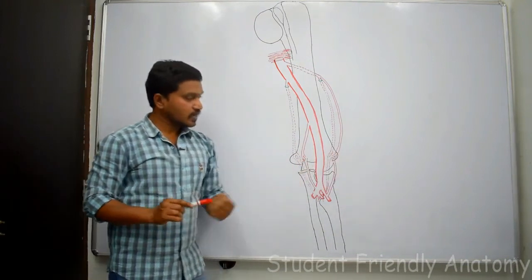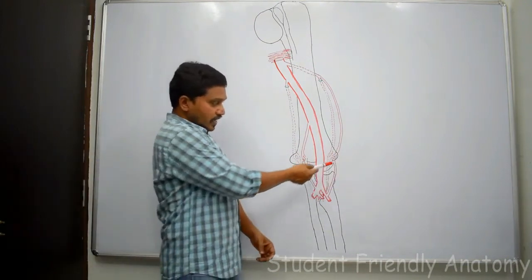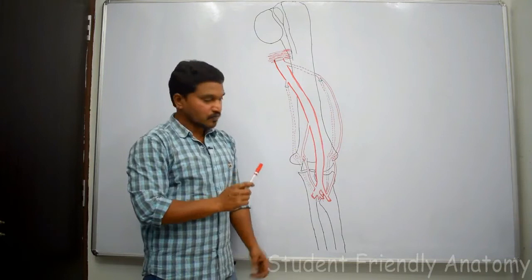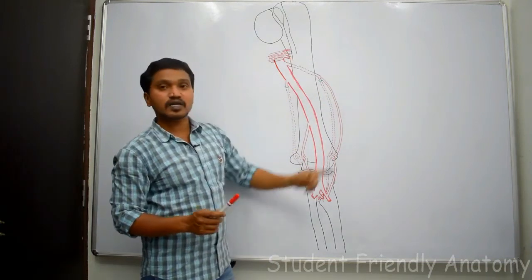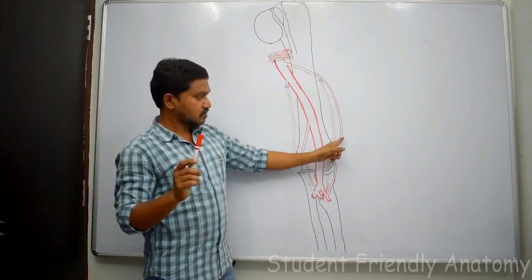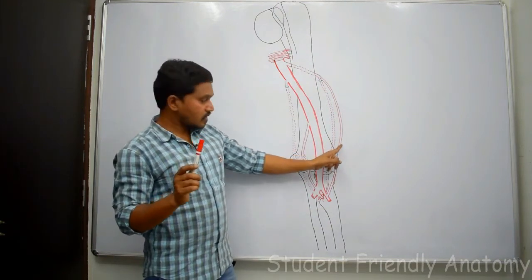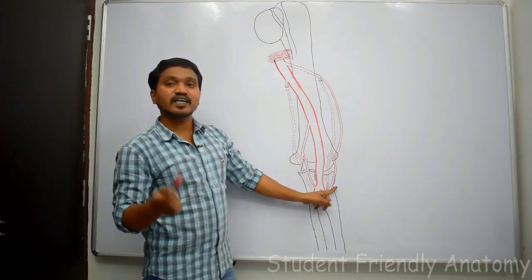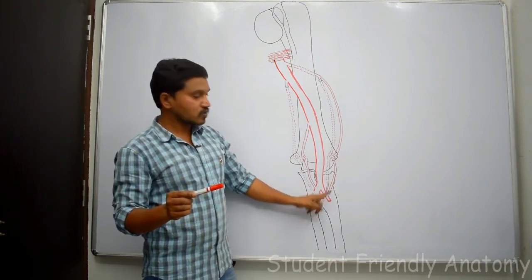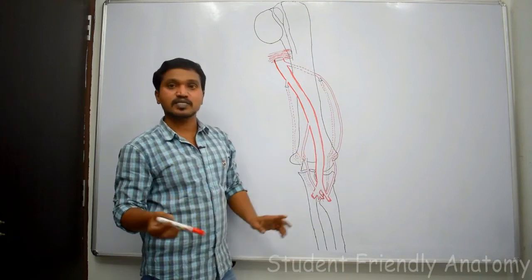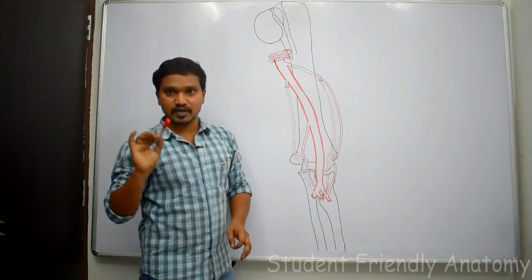Then coming to the lateral part. First, if you take anterior to the lateral epicondyle, this is the anterior descending branch of profunda brachii artery. This one. Then this is the radial recurrent artery from the radial artery. So these two arteries are anastomosing in front of the lateral epicondyle.